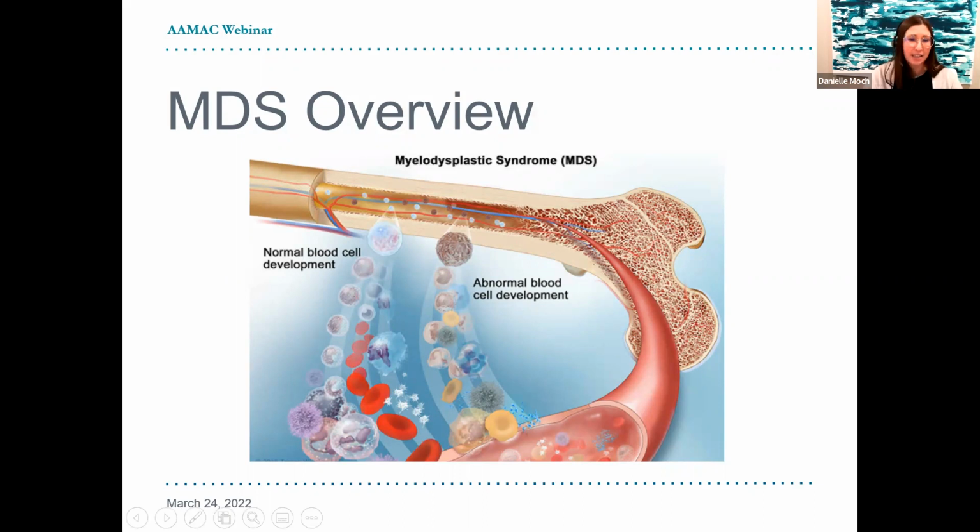And then a myeloid stem cell turns into either a red blood cell that carries oxygen throughout the body and other substances to all tissues, or it can turn into a platelet, which forms blood clots. It stops your blood from bleeding, or it can turn into a granulocyte, which is a blood cell that tries to prevent and help fight infection and disease.